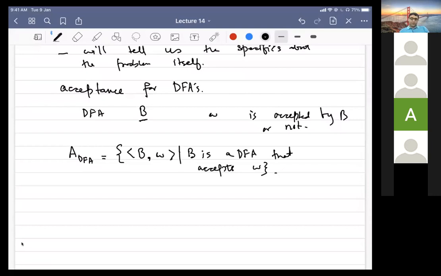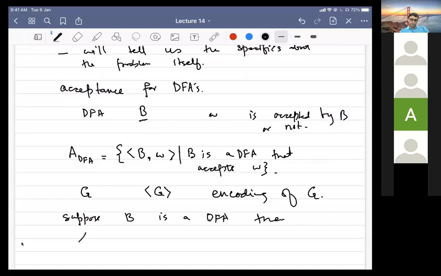As we saw in one of the examples last time, whenever we had a graph G, if I include this G in these pointing arrow brackets, it means that we have some encoding of the graph G, right? The same thing over here. Suppose B is a DFA. Then this is the encoding.